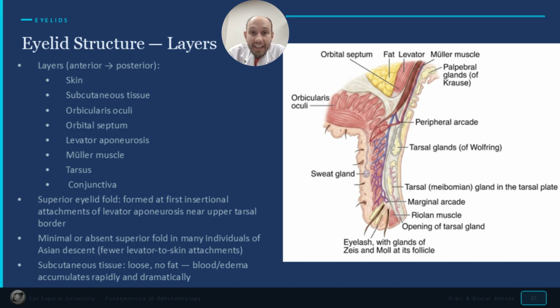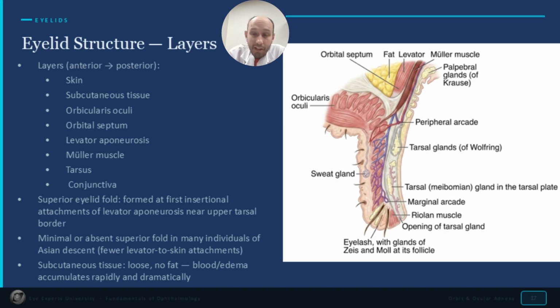The eyelid has 8 layers, so going from anterior to posterior, we start with skin. The skin has a little bit of subcutaneous tissue. Then we hit muscle, or orbicularis. And right behind the orbicularis is the orbital septum. That's our connective tissue that separates the front components from the back components.